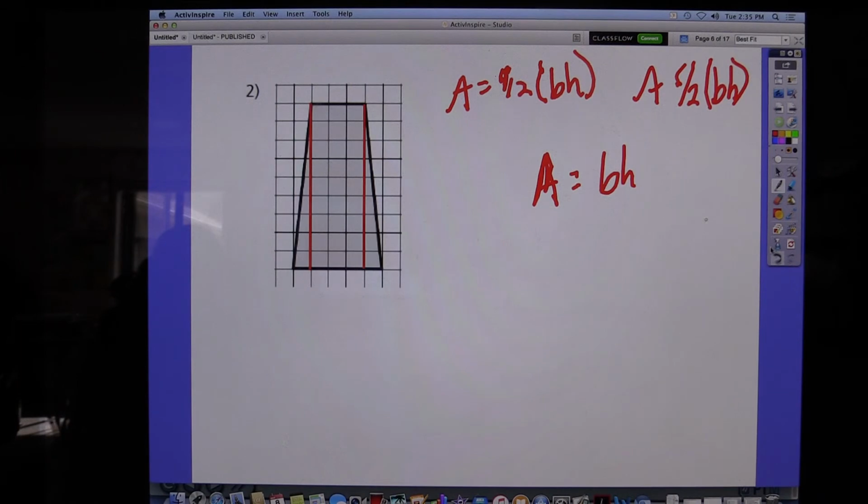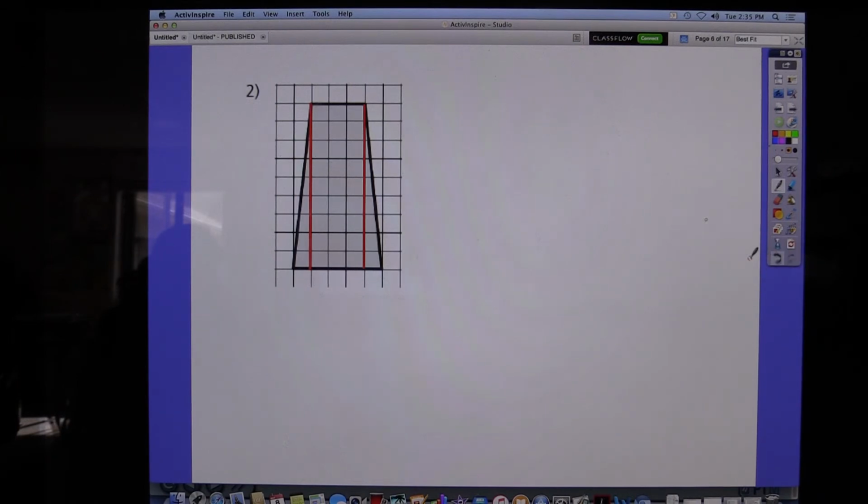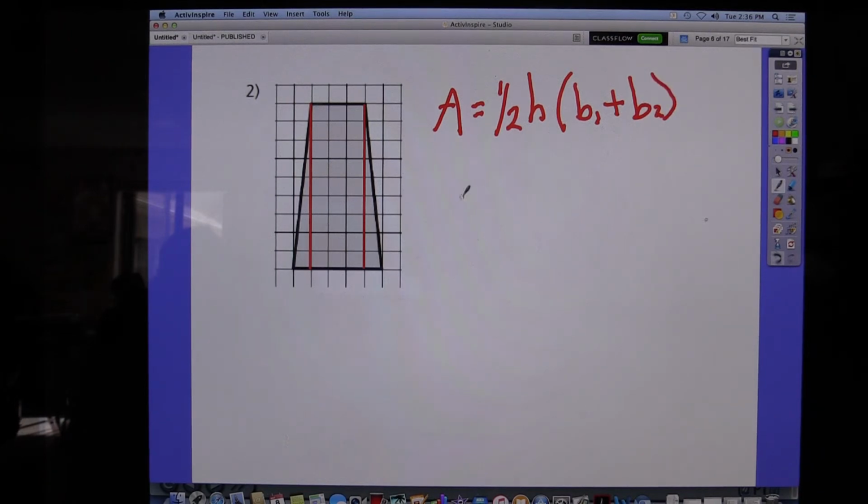And that's what I'm going to recommend to my students. The formula that I'm going to recommend is this standard formula for finding the area of a trapezoid. And that's going to be 1/2 the height times base 1 plus base 2, and that will give you the answer. Now, let's go ahead and work this out.